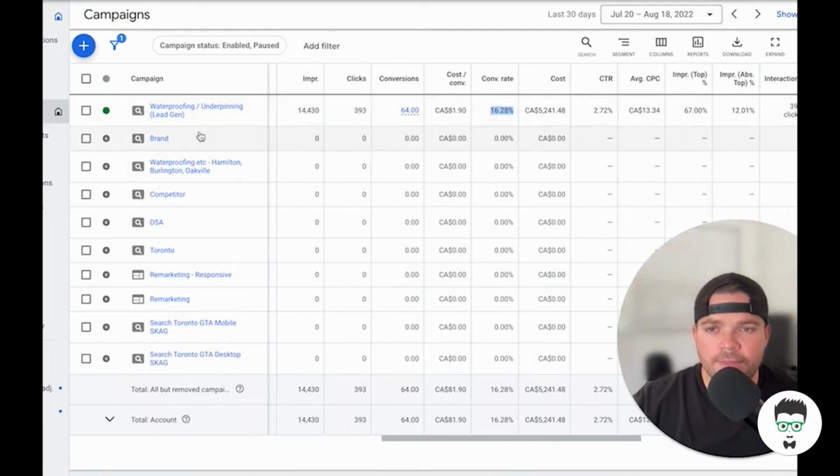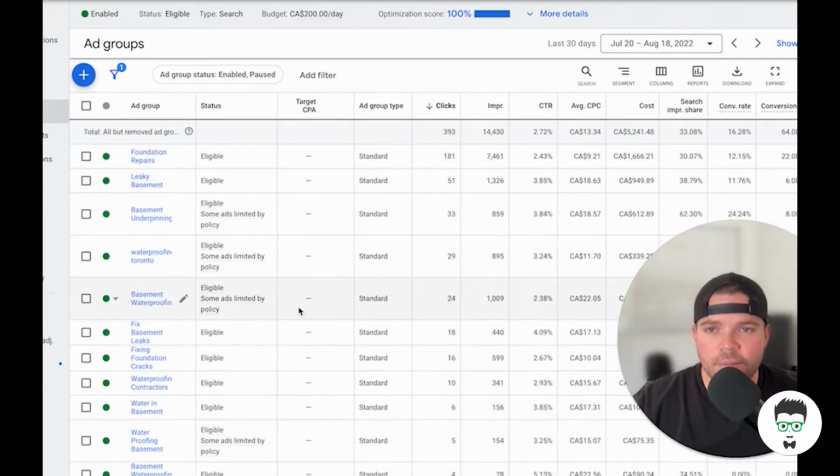Let's take a look at the ad groups that we have for this campaign. So we have foundation repairs, leaky basements, basement underpinning, waterproofing Toronto, basement waterproofing, fixed basement leaks, fixing foundation cracks, waterproofing contractors, water in basement, waterproofing basement, and these are driving the majority of the leads on this campaign.